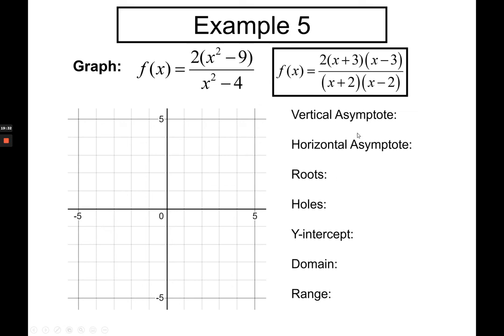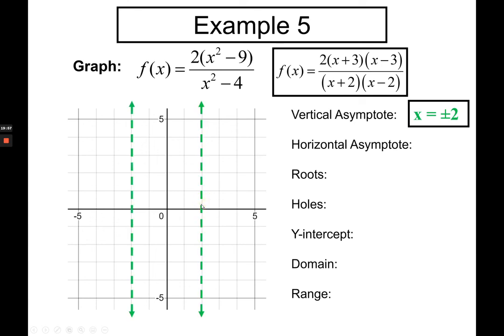Vertical asymptote, we didn't have any cancelled parts, so there are two vertical asymptotes because vertical asymptote is based on the uncancelled factors in the denominator. So if we equate the denominators equal to 0, your vertical asymptotes are +2 and -2. So therefore, when you draw your guide, there are vertical asymptotes on positive 2 and negative 2.